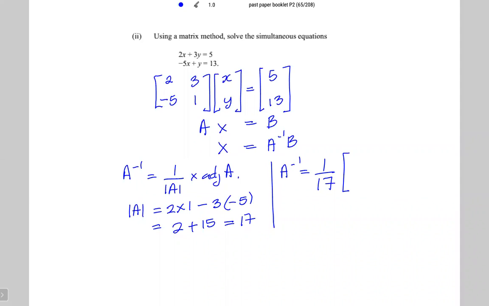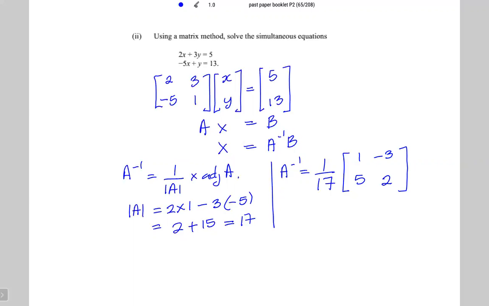Now for adjoint A, you're going to switch around the leading diagonal elements. So 1 goes here, 2 goes here. The 3 and the 5 stay where they are, but their signs change. So minus 3 and positive 5.